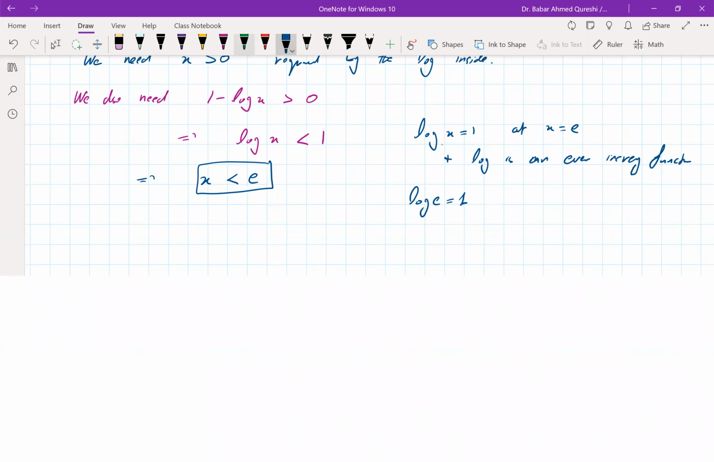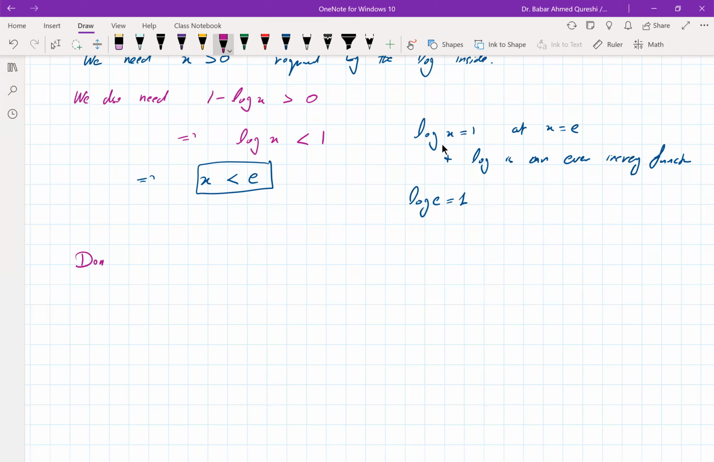So that means the domain is an open interval from 0 to e. These points are not included. It's not defined on these. And now we can try to see what value the function takes at these endpoints. But since the endpoints are not included, we should be taking limits. Just like in the ordinary cases, we look for the horizontal asymptote by seeing what happens at the endpoints. In that case, the endpoints were infinity. In this case, the endpoints are 0 and e.